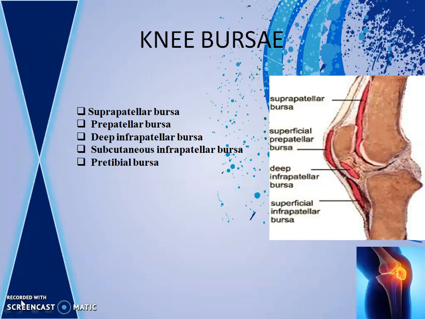Okay, there are 5 knee bursae: the suprapatellar bursa, the prepatellar bursa, the deep infrapatellar bursa, the subcutaneous infrapatellar bursa, and the pretibial bursa. Here are the 5 bursae: suprapatellar bursa, superficial prepatellar bursa, deep infrapatellar bursa, superficial infrapatellar bursa.